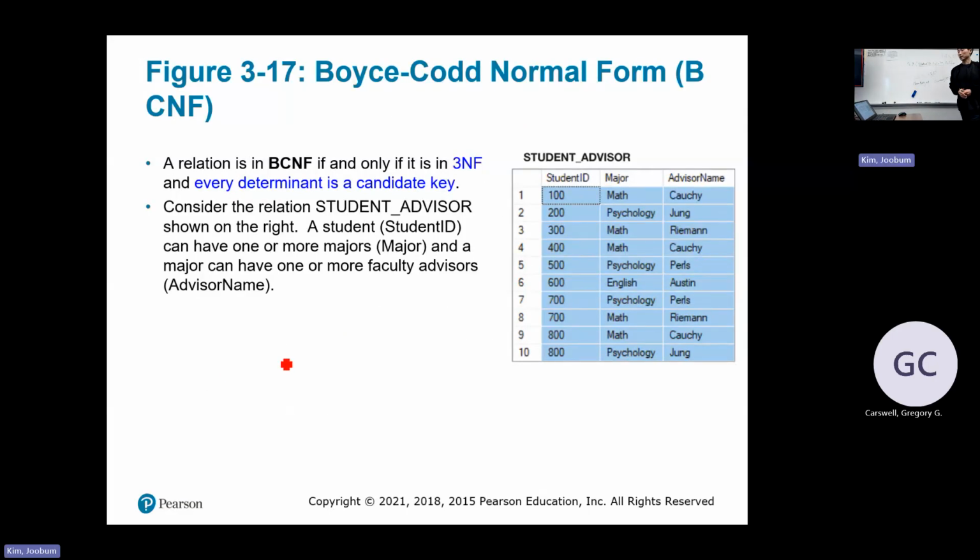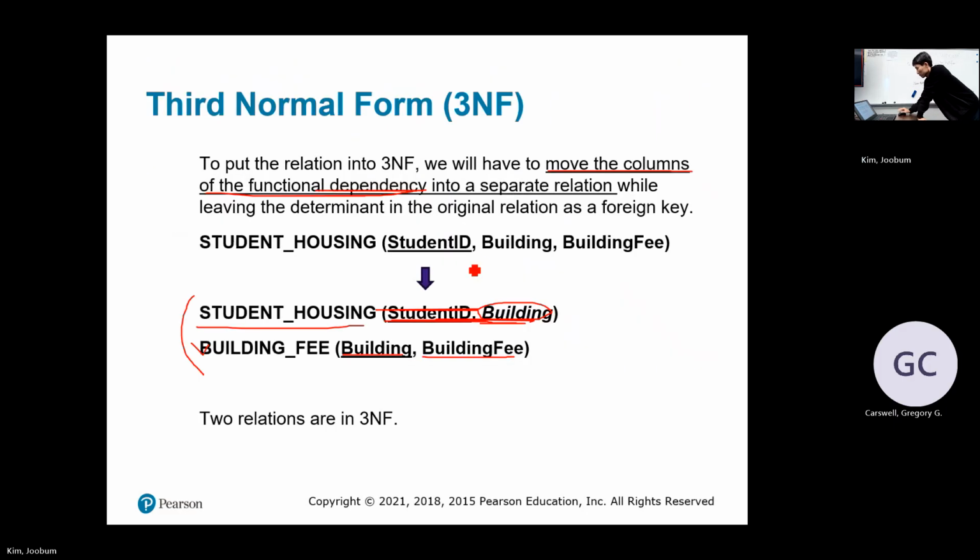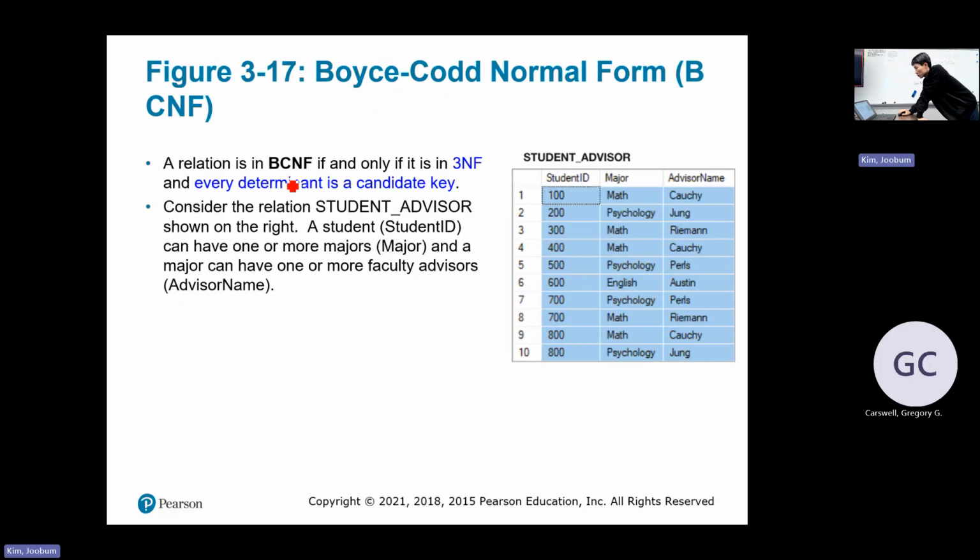And the other one, BCNF, is Boyce-Codd normal form. So a relation is in BCNF if and only if it is in third normal form. To be in second normal form, it should be in first normal form. To be in third normal form, it should be in second normal form. And then another condition: every determinant is a candidate key, to be in BCNF, Boyce-Codd normal form.